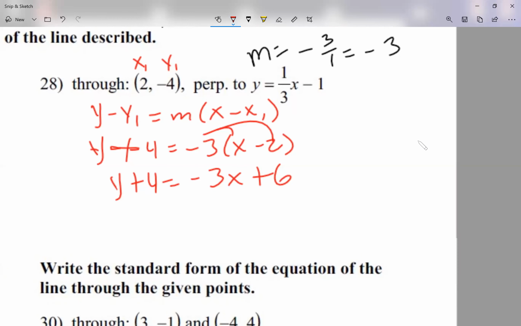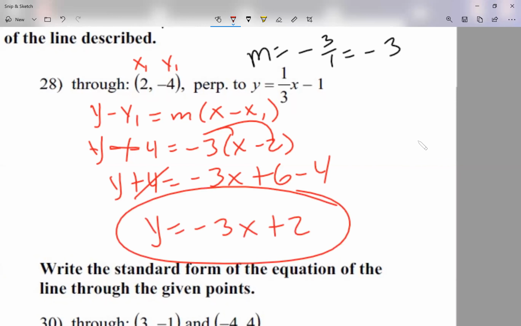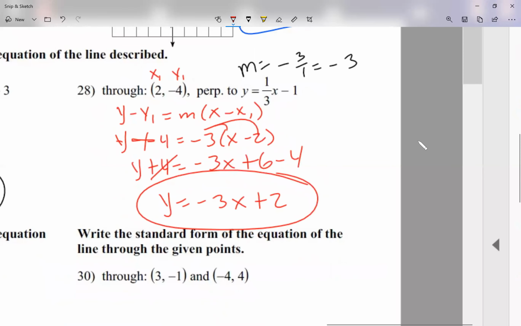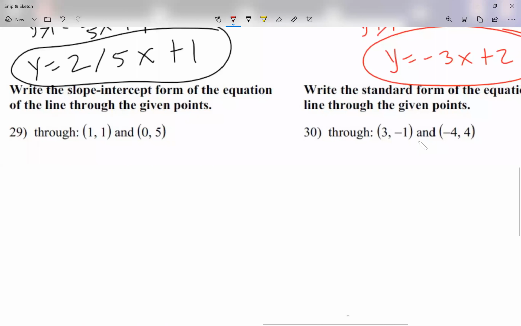All right, I distribute the negative 3. To get the y by itself, this plus 4, let me move it over as a minus 4. So it's going to give me y equals negative 3x plus 2. Right? Simple. Now the last two examples, let's take a look. Given 2 points, I want you to write the slope-intercept form, or I want you to write the standard form.